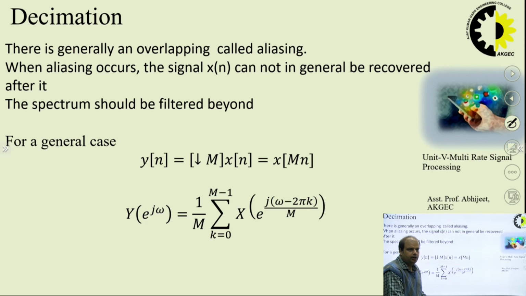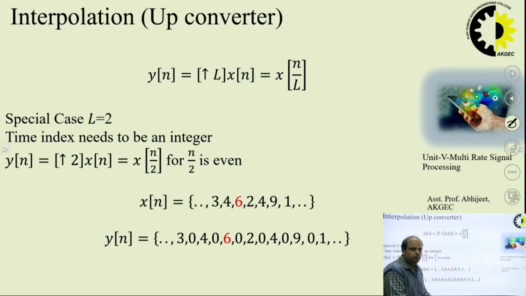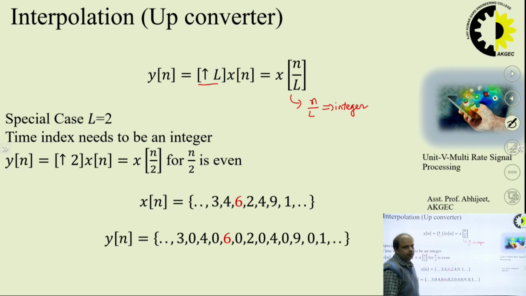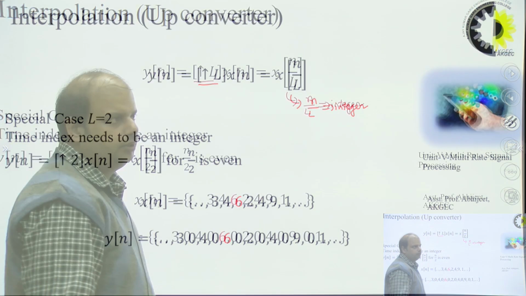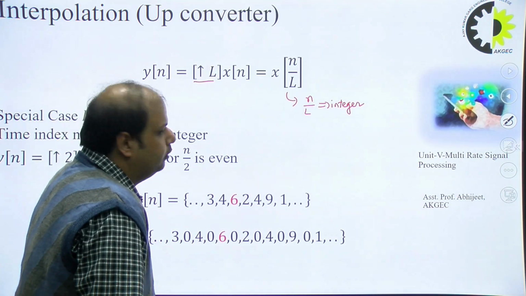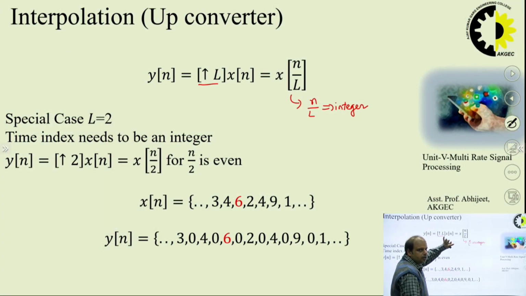There is also a second method which is called interpolation. In interpolation we up convert. In up conversion we basically show it by an arrow and L, which means that we now have a signal x of n by L. Understand that n by L has to be an integer. If it is not, then the value will be 0. A discrete time signal will only exist when the time instants are integer values. So n by L has to be an integer value.